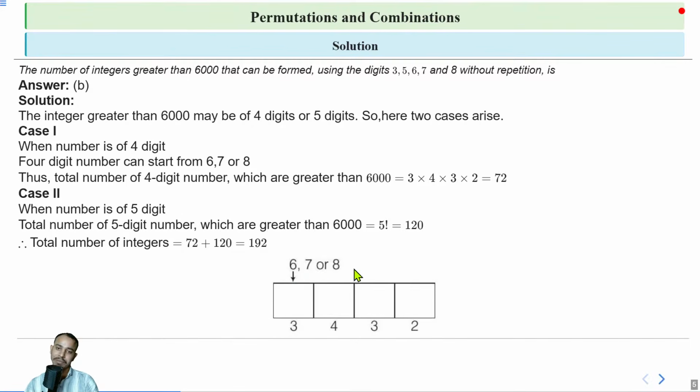You can visualize here for the 4 digit number. For the first digit you have choices 6, 7 or 8, so you have 3 choices. Clear? For the second digit you have 4 choices. For the third digit you have 3 choices, and for the fourth digit you have 2 choices. So you have total choices 3 into 4 into 3 into 2, that is 72. So the total number of 4 digit numbers which are greater than 6000 is 72. Clear? I hope it's clear to all of you.